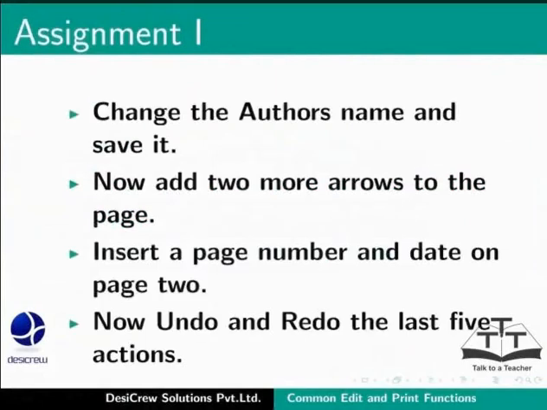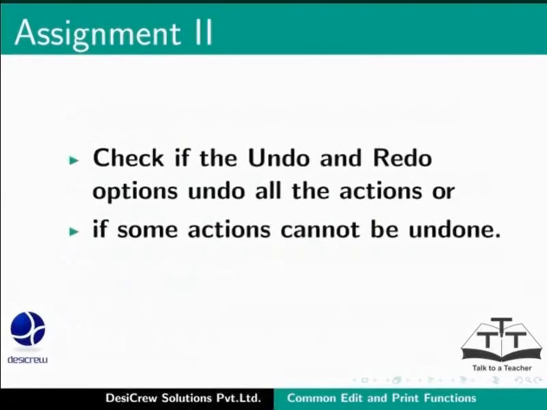Pause this tutorial and do this assignment. Change the author's name and save it. Now add 2 more arrows to the page. Insert a page number and date on page 2. Now undo and redo the last 5 actions. Check if the undo and redo options undo all the actions or if some actions cannot be undone.